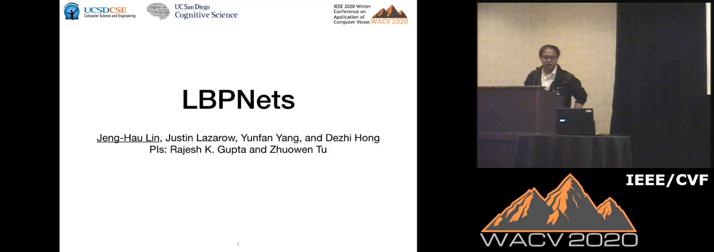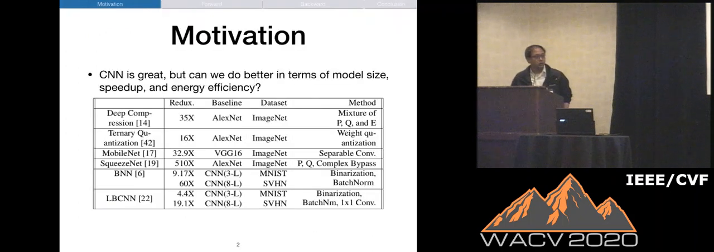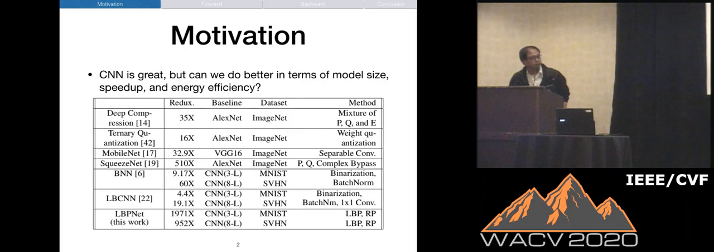Hi, I'm Jiang Hao from UCSD. My topic is LBP-Net, which is a convolution-free method. We are working on model reduction here. I list some state-of-the-art results, but we propose LBP-Net can achieve thousands of times compression rate here.